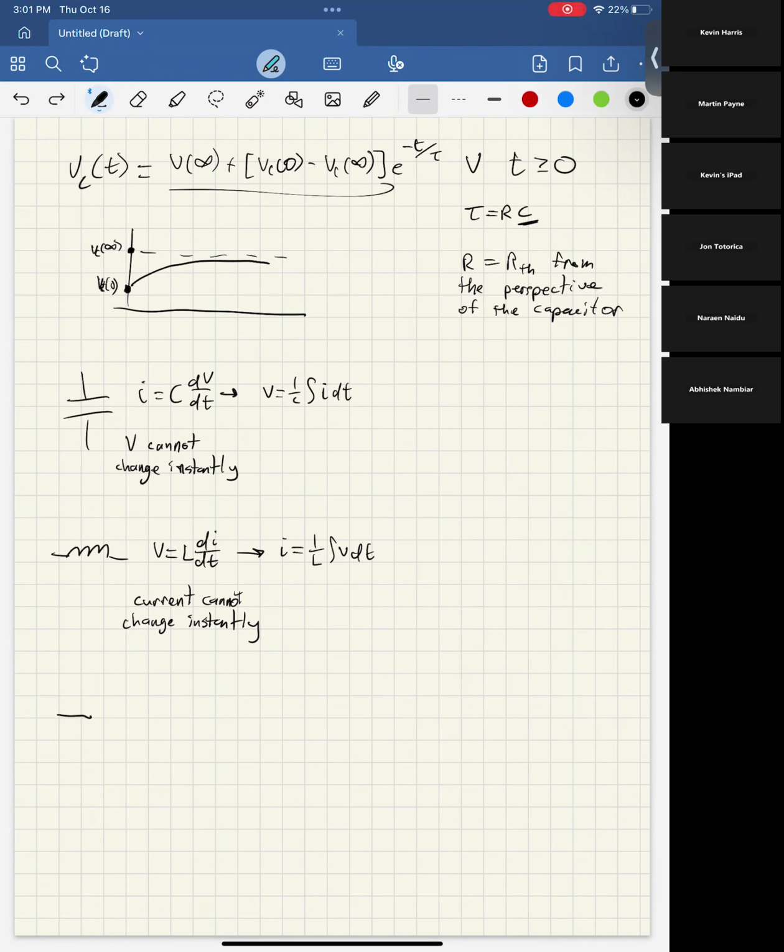The way this works in reality is an inductor is like a loop of wire, and when you run... I can't draw a loop. I'm not an artist. So sad.